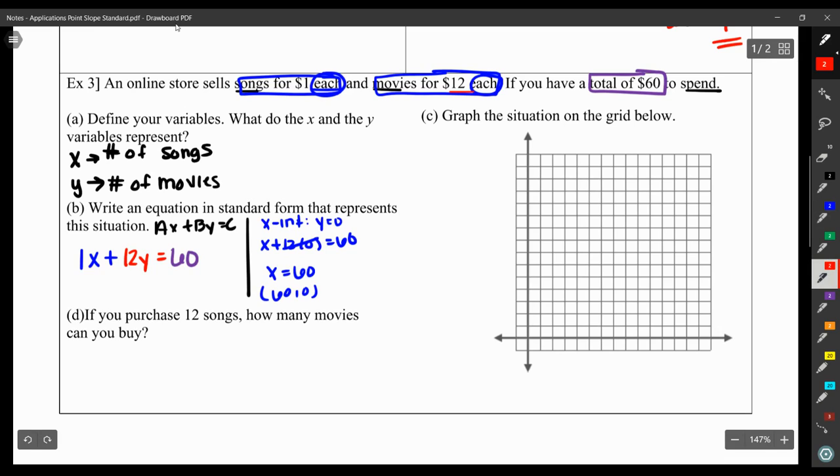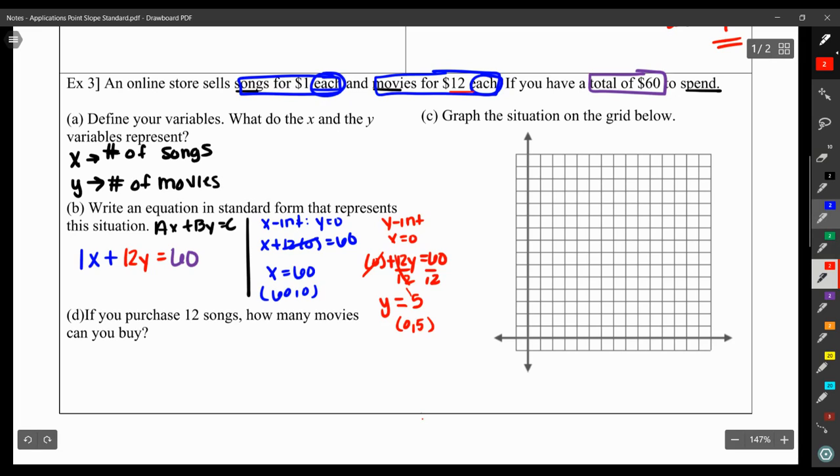Now, for the y-intercept, we know that x is 0. So we've got 0 plus 12y equals 60. And again, 12y equals 60, simply divide out the 12, and you end up with y equals 5. So my coordinate is 0, 5.